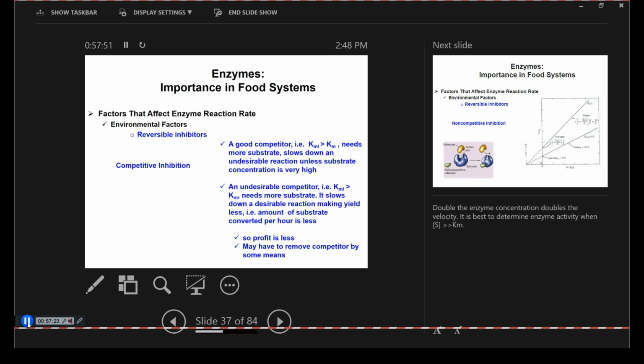You cannot do that. In the case of an undesirable competitor, in this case, you need more substrate. It slows down a desirable reaction, making yield less, and then the amount of substrate converted per hour is less. In this case, you want to get rid of that inhibitor. You want to remove that inhibitor from your system so that you have better productivity.